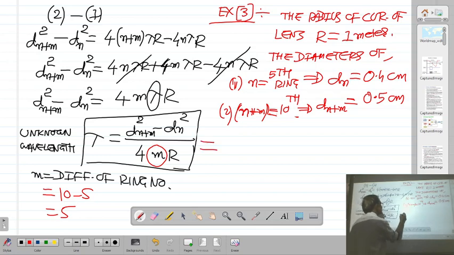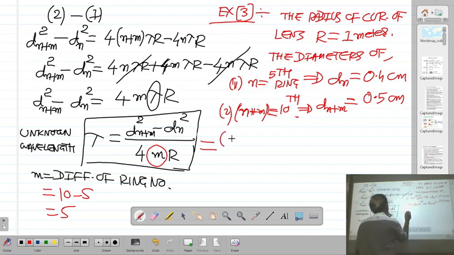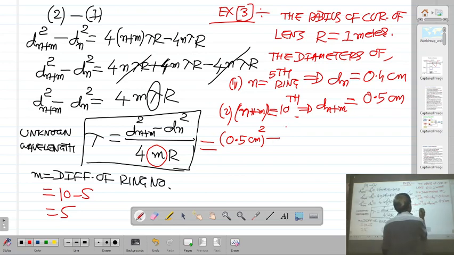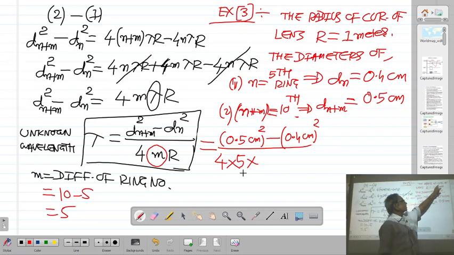You can substitute the values in this expression. What is dn plus m squared? It is the diameter of the 10th dark ring, 0.5 centimeter squared, minus what is small dn squared? The diameter of the fifth dark ring, 0.4 centimeter squared, upon 4. What is the difference of the two ring numbers? 10 minus 5, that is 5. And r, the radius of curvature of the lens, is 1 meter. You have to write it in centimeter, that is 100 centimeter.